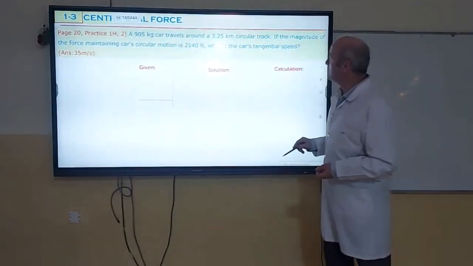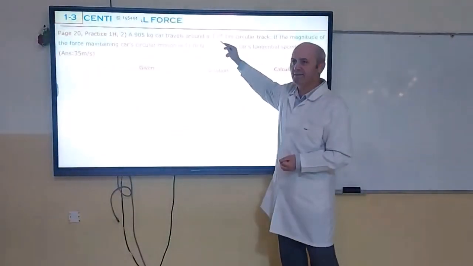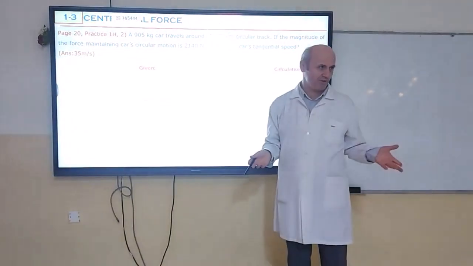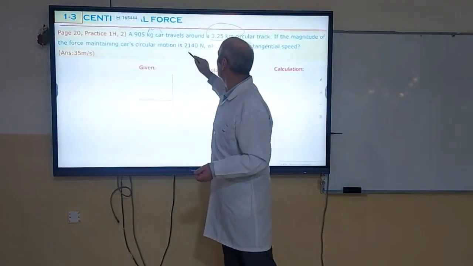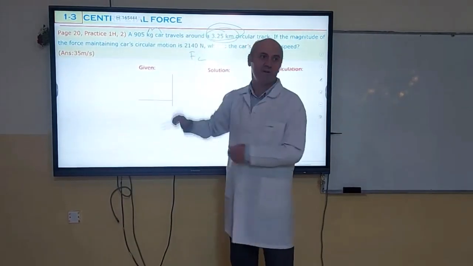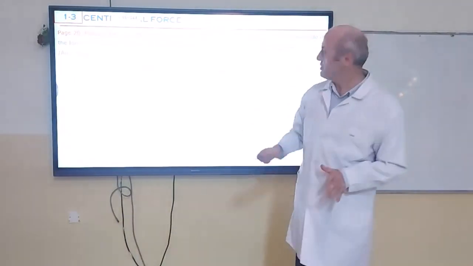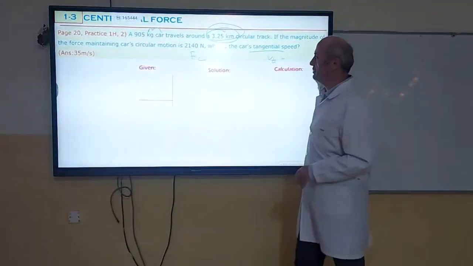Yeah, we can solve this problem, but just be careful about this problem. This problem is crucial only because of that. The rest of it: M is given, FC is given, VT is the question. But this 3.25 kilometer circular track is not the radius. Be careful about this. This is the length of the circle.